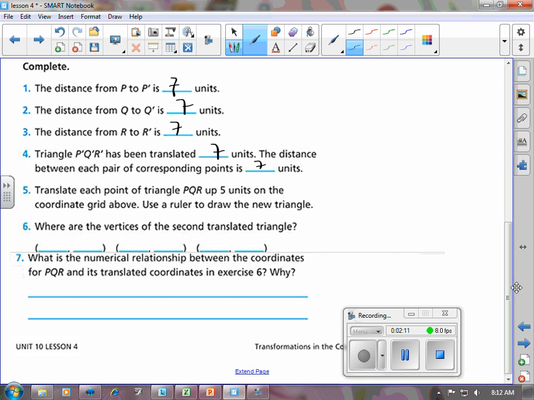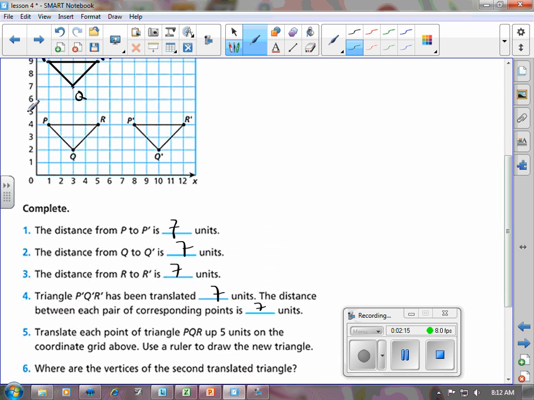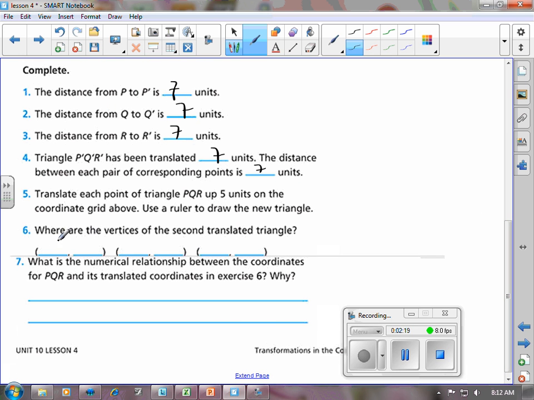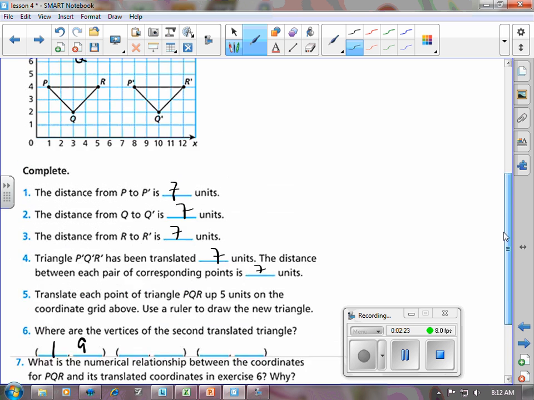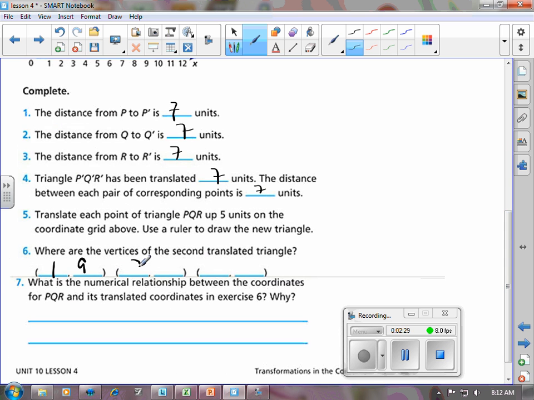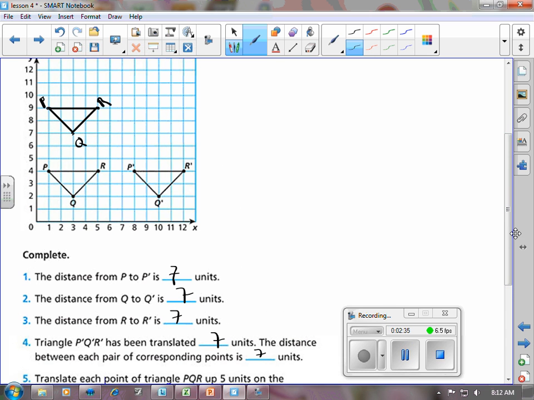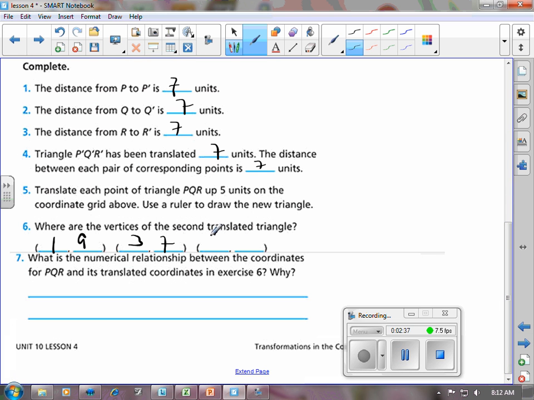So where are the vertices now? And when you come up here and look, you've got P at 1, 9. So I'm going to come down and put 1, 9. You have Q at 3, 7. So I'm going to put 3, 7. And when you come back up and look, R is at 5, 9. So 5, 9.